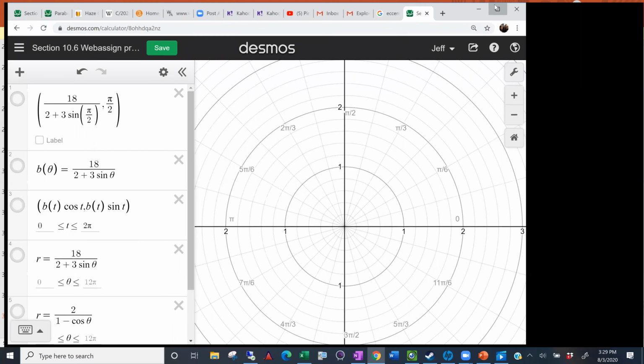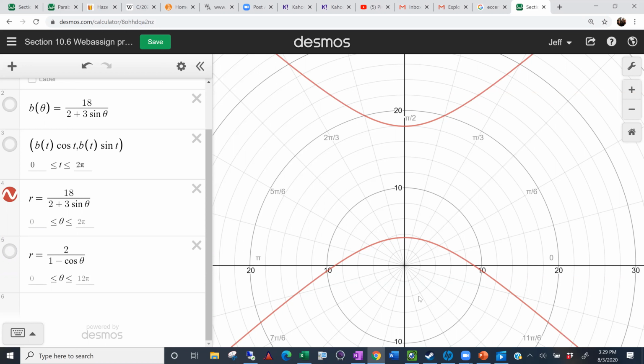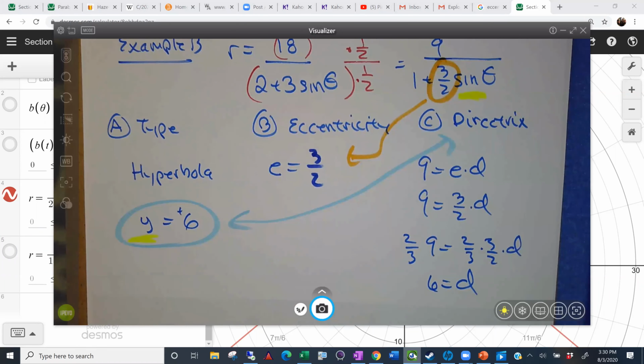Now, what if you wanted to find the vertices of this? Well, we can do that by figuring out what's going to happen when theta equals, say, pi over 2, and theta equals 3 pi over 2. Those would be kind of the extremes here that would give us our vertices. So let's find the vertices.